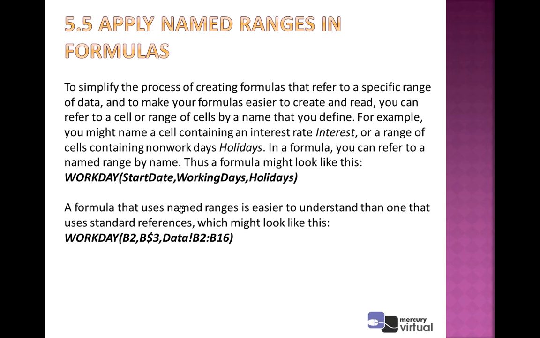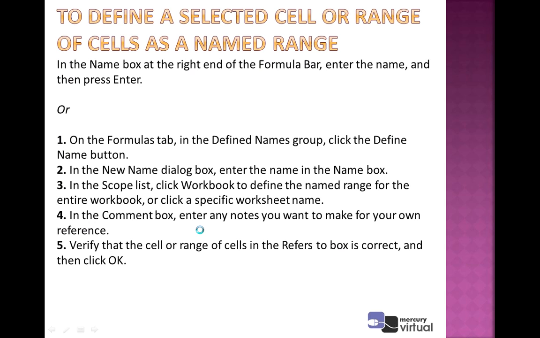Next, 5.5 is apply named ranges in formulas. It means how to apply the named range in the formula. These are the steps available. The main thing is that we can use a cell or a range of cells as a name. Suppose I am creating a table and I want to give the name of the whole table as a table. Simply give the name that is used to define a selected cell or range of cells as a named range. In the name box at the right end of the formula bar, enter the name and then press enter.